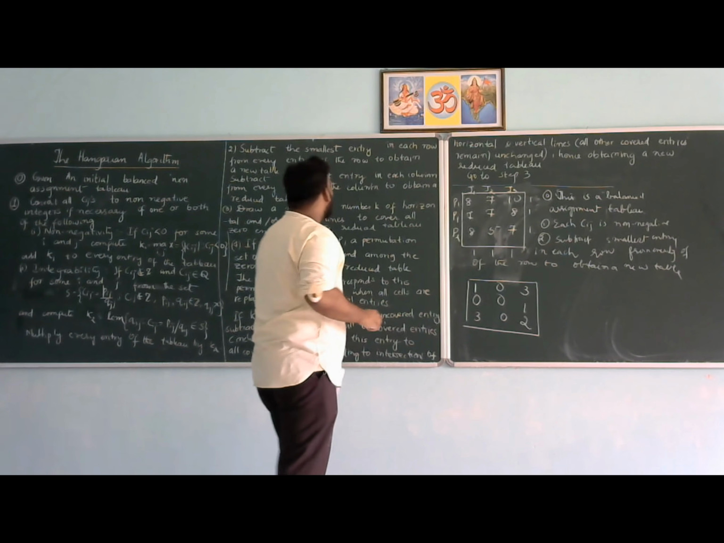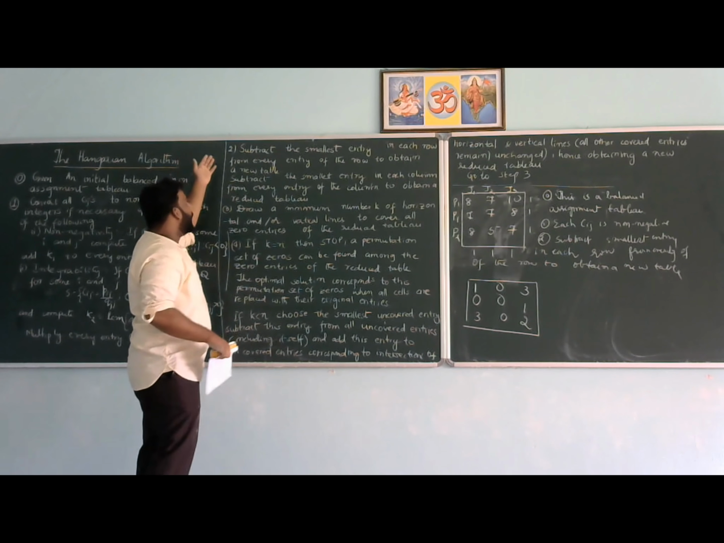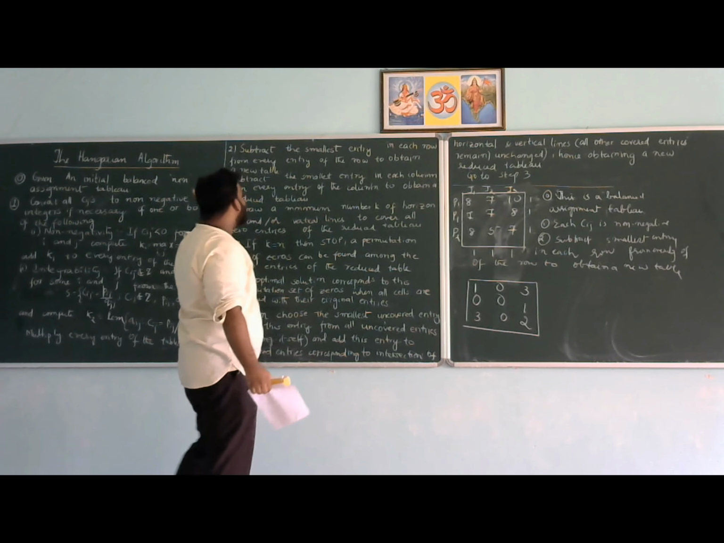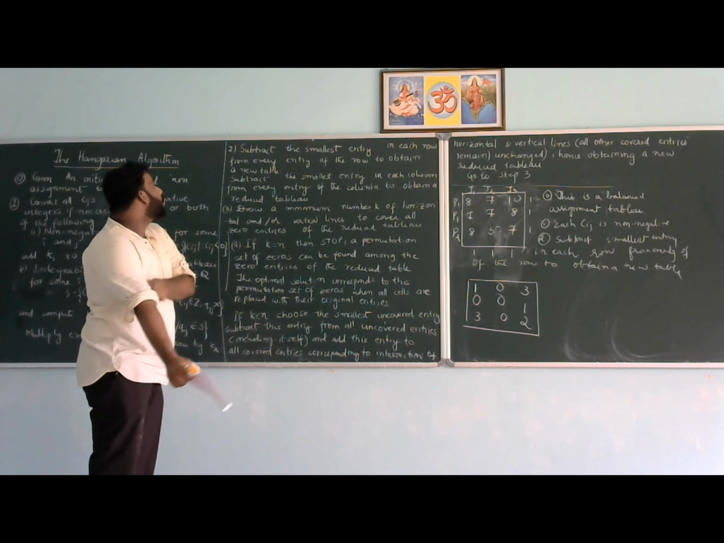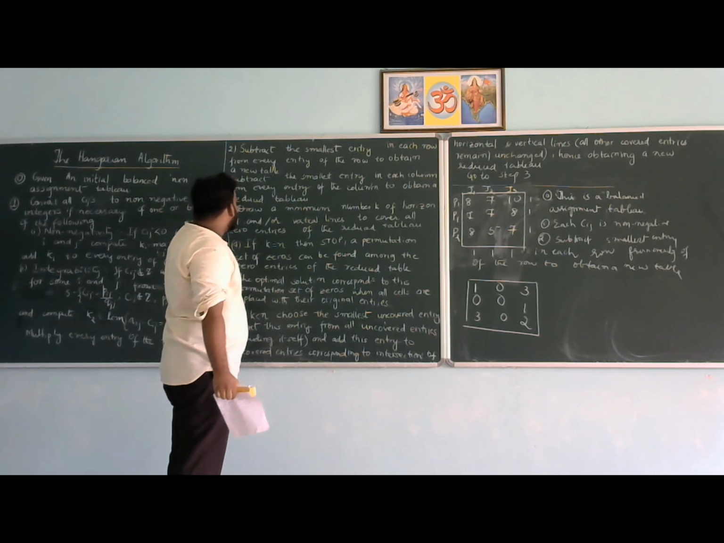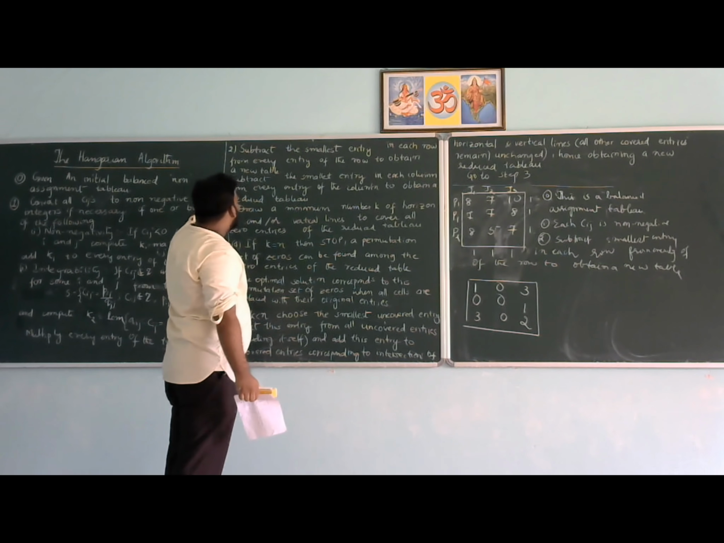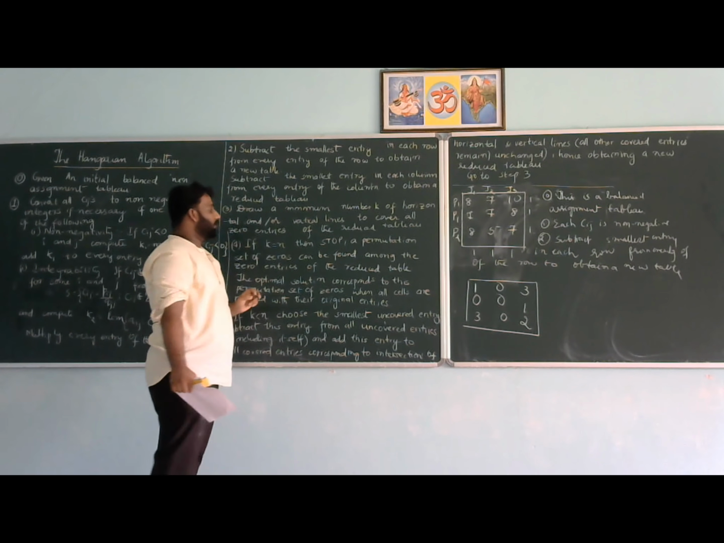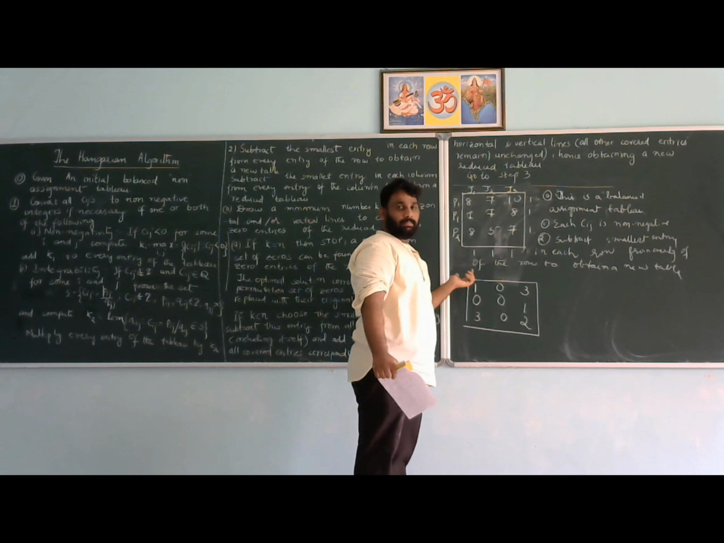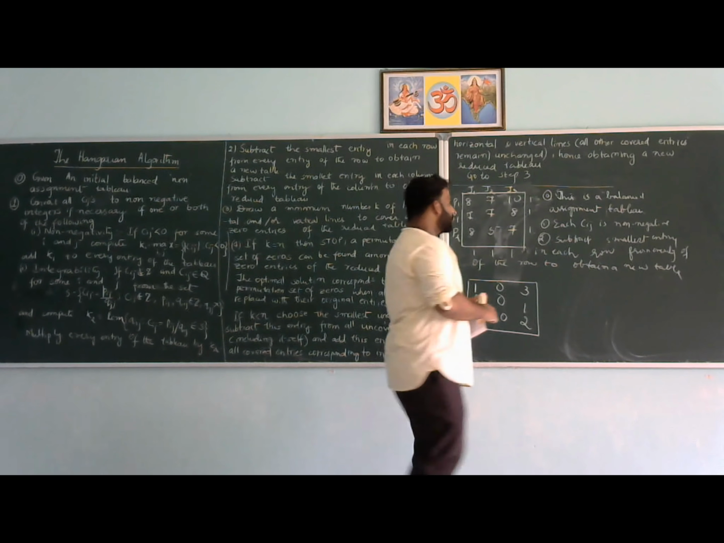Okay. The first part of step 2 is done. That is, subtract the smallest entry in each row from every entry of the row to obtain a new table. That is done. And the second part is subtract the smallest entry in each column from every entry of the column to obtain a new table. So similarly, we have to choose the smallest entry in the column and subtract that entry from each entry of the column. So let us do that.